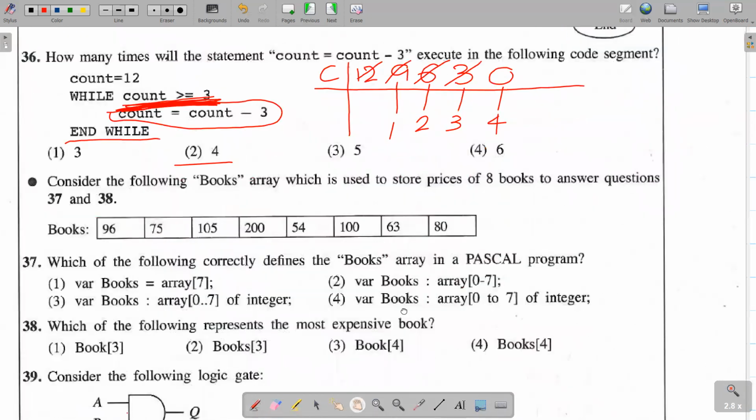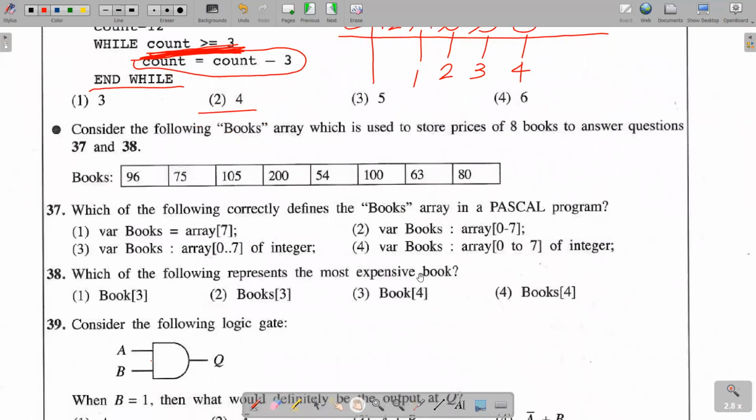There are only 2 questions to be done, so let's quickly finish it off, people. Stay with me for 5 minutes.